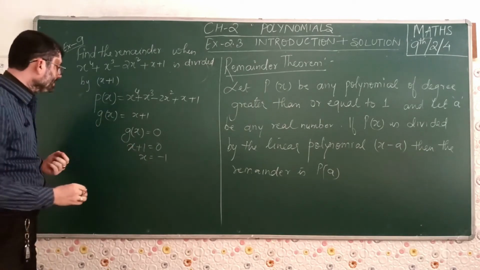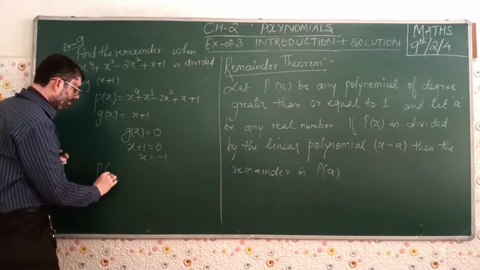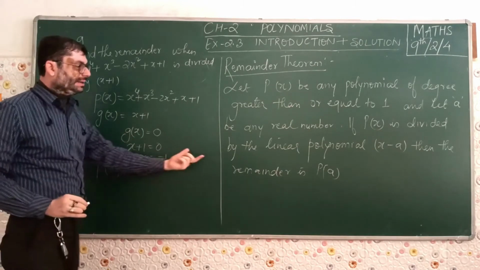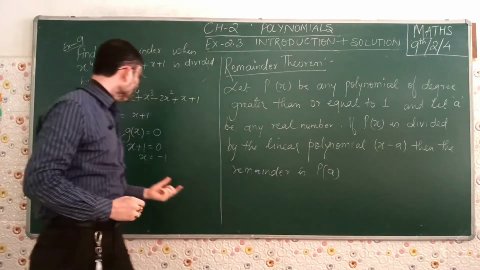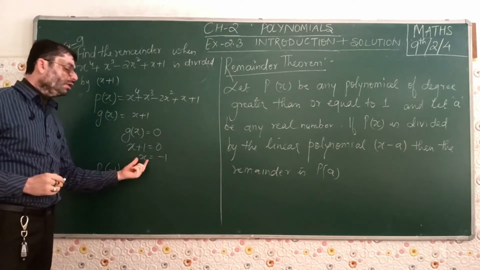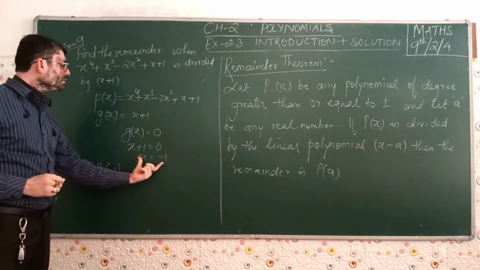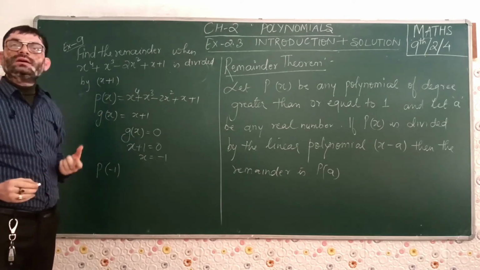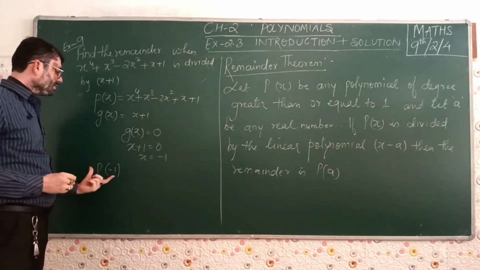Now what will be our remainder? The remainder will be p of minus 1. The remainder is p of a. Our a here, what we have got comparing there? Minus 1. That is the value of x. So if we substitute this value of x here, we get the remainder. So let us substitute and see.